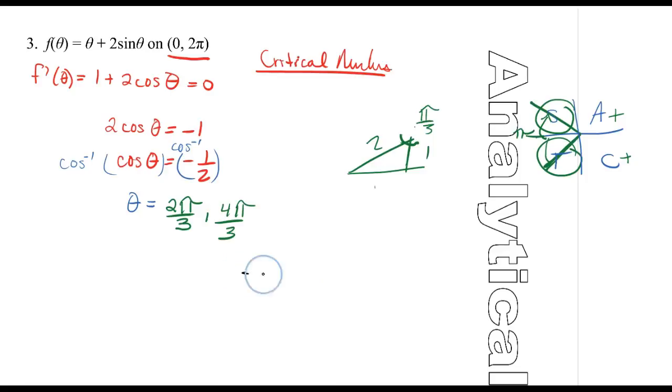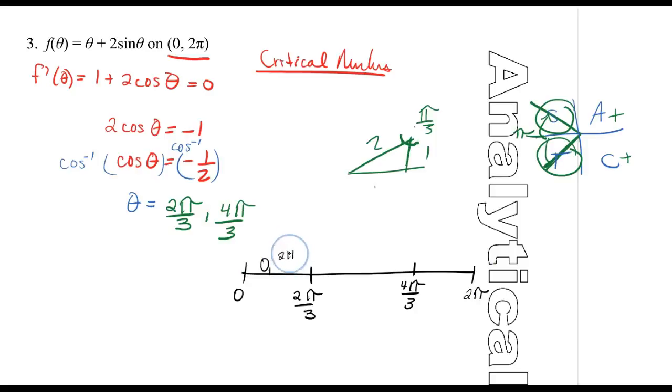Now we can set up our sign chart. 2 pi over 3 and 4 pi over 3. Indicate our intervals. Remember, we're given limits from 0 to 2 pi. So my intervals are 0 to 2 pi over 3, 2 pi over 3 to 4 pi over 3, and 4 pi over 3 to 2 pi.